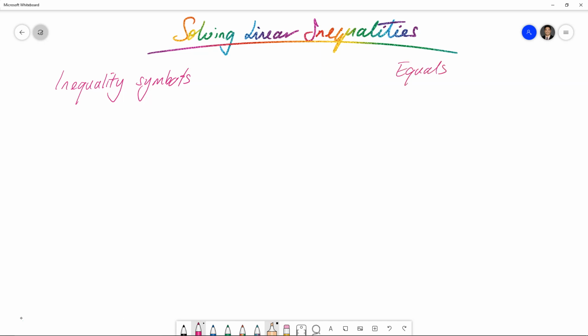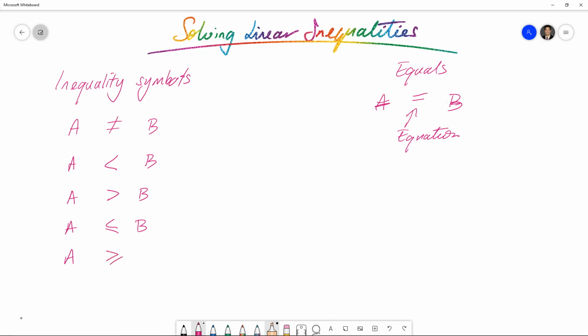Anything that equals is an equation, because one side is equal to the other side. So if A is equal to B, then it's an equation. But anything that is not an equation, you're going to have A is not equal to B. Another option is that A is less than B, or A is greater than B. You could have A is less or equal to B, and finally A is greater or equal to B.